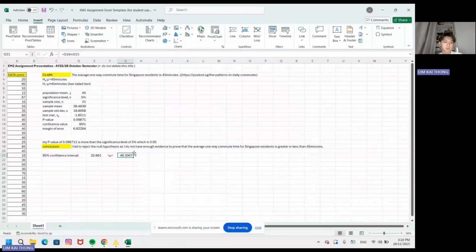Since my population mean lies in between the confidence interval bounds, it again proves that I have insufficient evidence to prove that the average one-way commute time for Singapore residents is greater or less than 45 minutes.